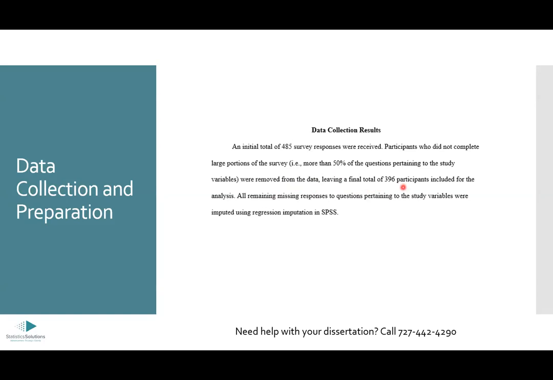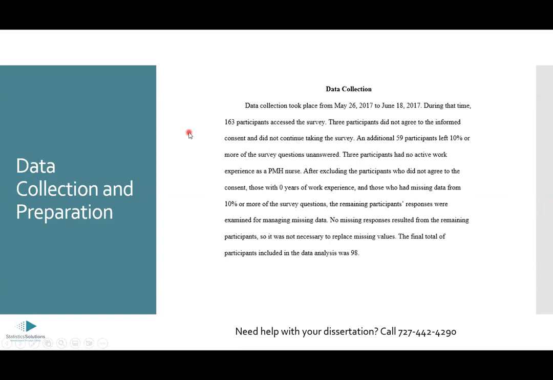So here's just an example of how you might convey this information. Here is another example with a little more detail. Here we're including not only the exclusion of missing responses, but also the exclusion of people who didn't meet the inclusion criteria. So let's go through this here. They tell you how long their data collection took place. In this case, they were collecting data from May 26, 2017 to June 18th, 2017. In the time that they collected the data, there were 163 participants who accessed the survey.